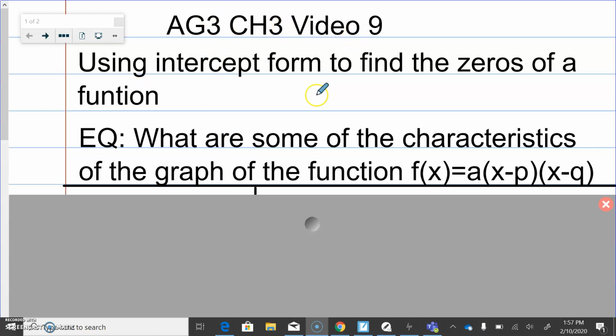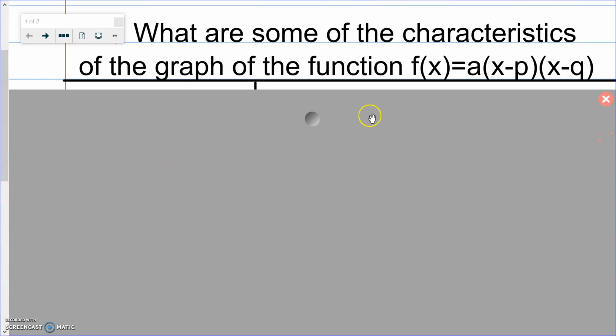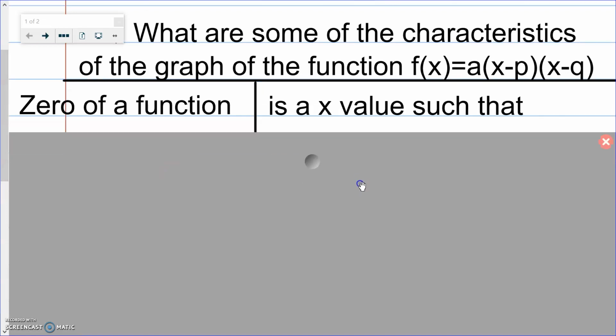Today we will be using intercept form to find the zeros of a function. Our central question is, what are some of the characteristics of the graph of the function f of x equals a times x minus p times x minus q? We've been looking at this, and now we're going to use some of the things that we learned to find the zeros or solutions. So really quickly, let's learn.